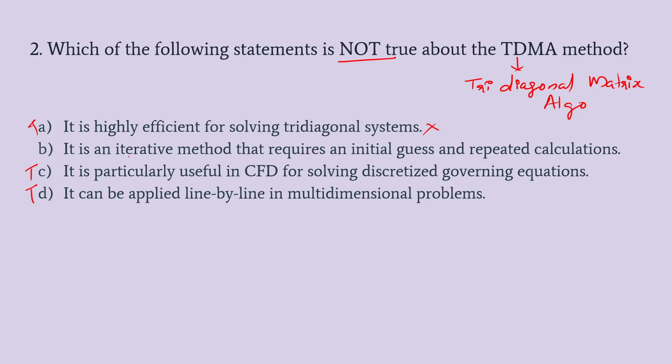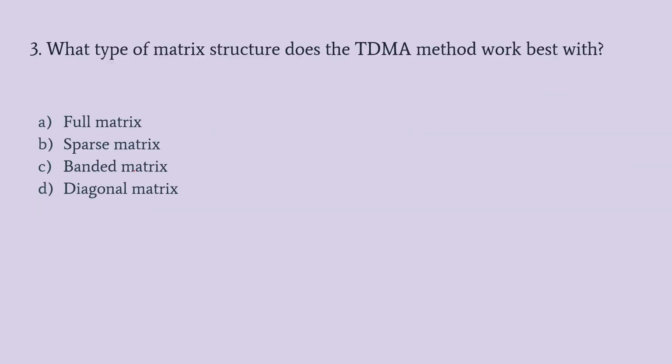So the only option left is: it's an iterative method that requires initial guess and repeated calculation. There is no guesswork in TDMA. So option B is false. So our answer is option B, which is not true.